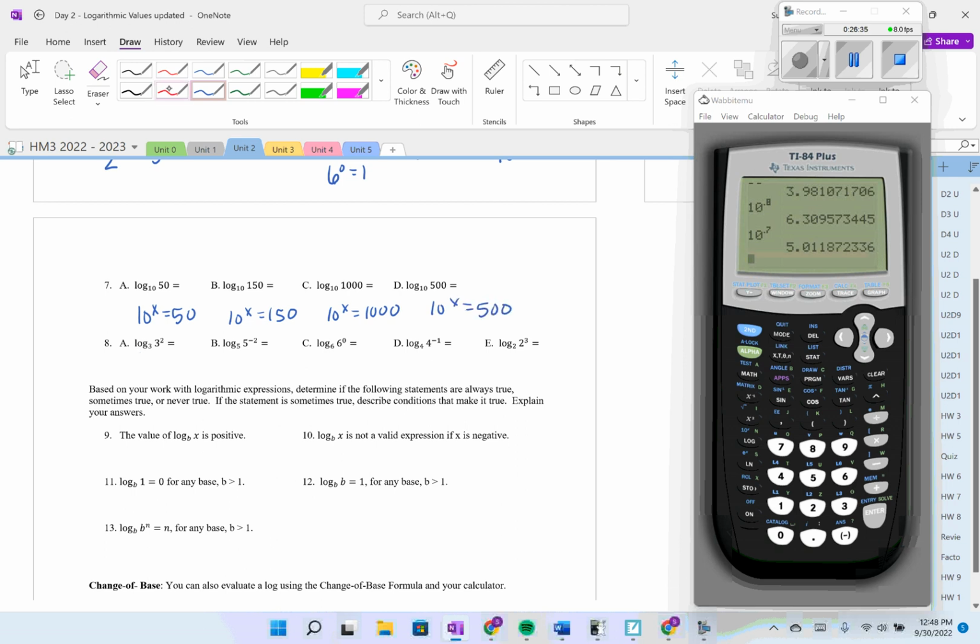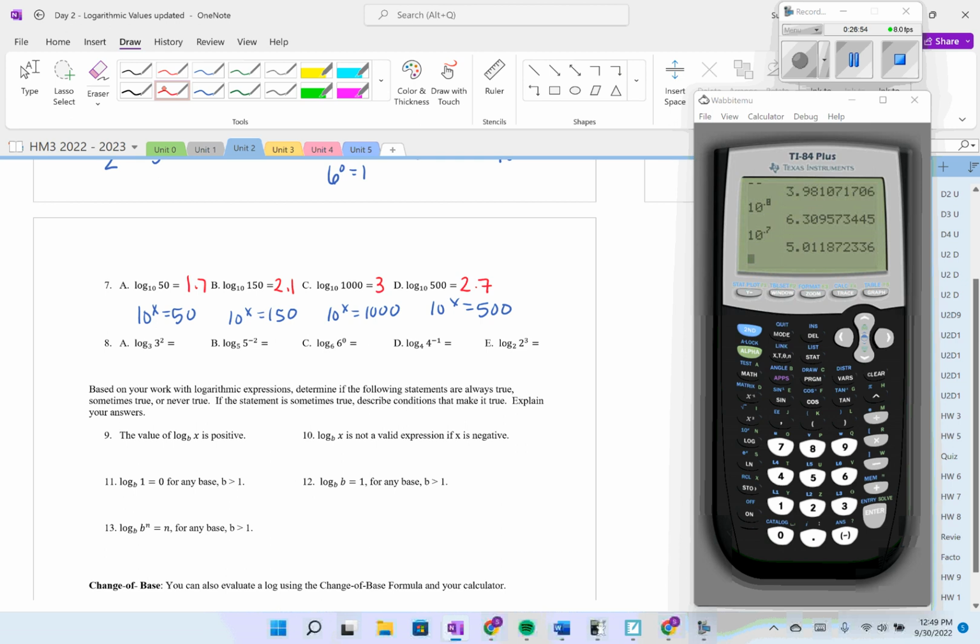So if you do these on your own and then unpause to check your work, for the first one, you should get 1.7. For B, you would get 2.1, C, 3, and D, 2.7.